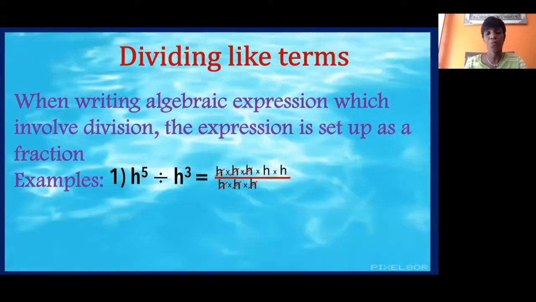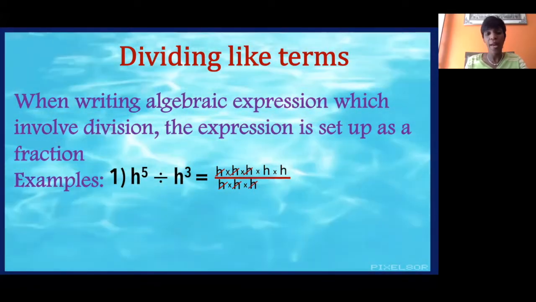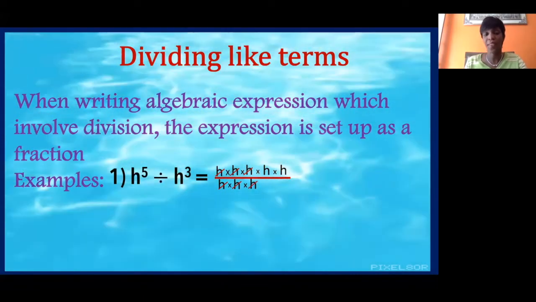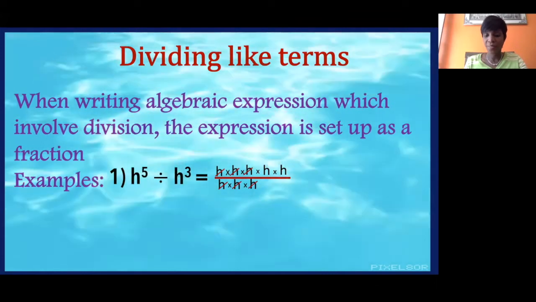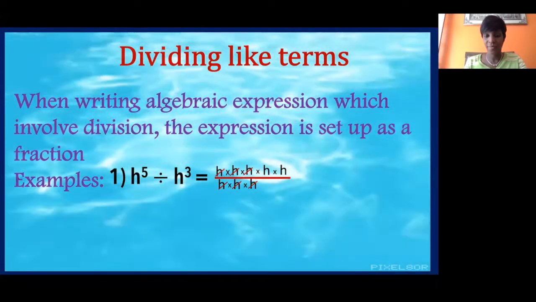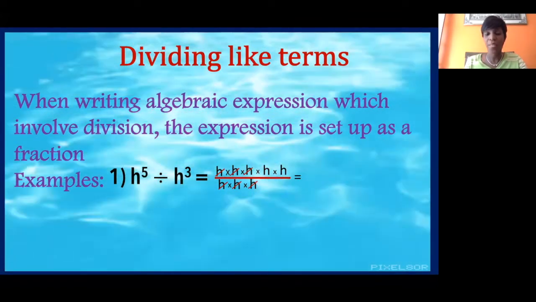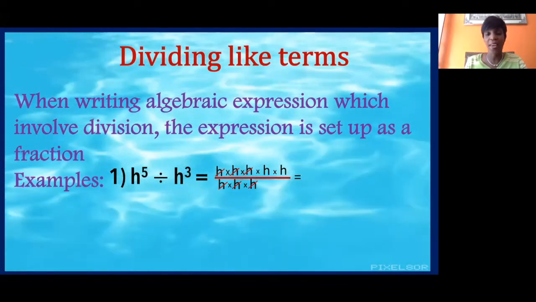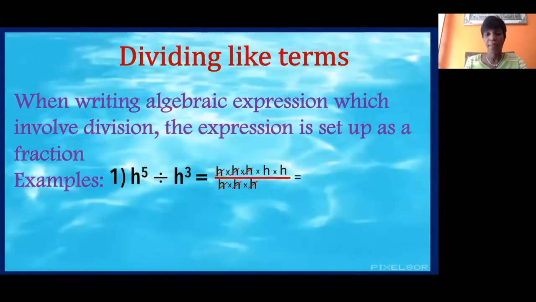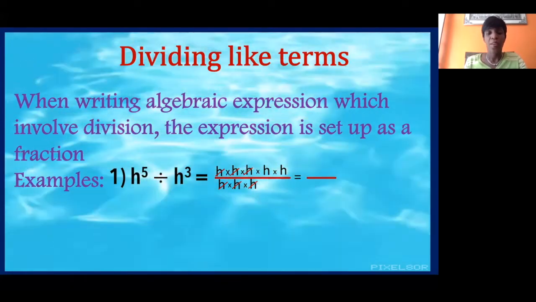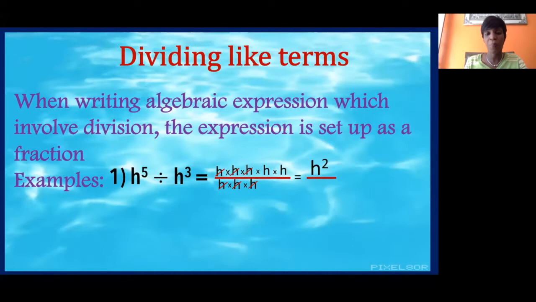Now it's time for us to write our answer. So anyone have any idea what my answer will be? Okay, my answer is going to be, let's look at it. How many h do we have at the top? h times h. We have two h, so h times h. And how do we write that? We write h squared.